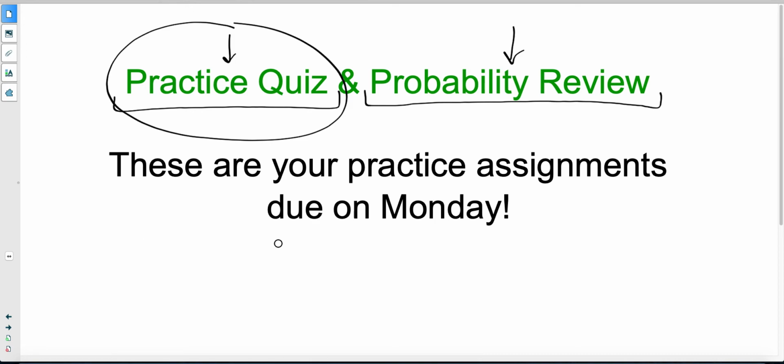These are both due on Monday. All right? So you want to make sure that you're working on these in class.